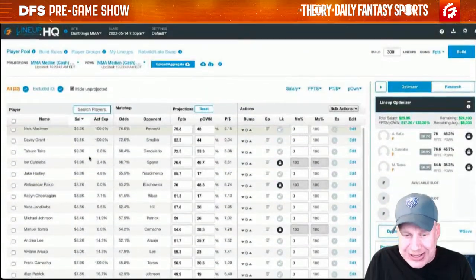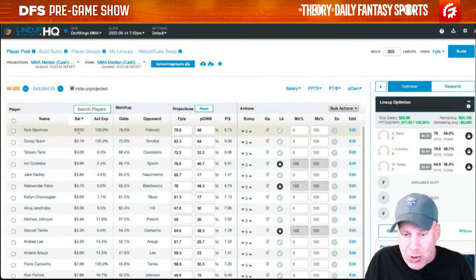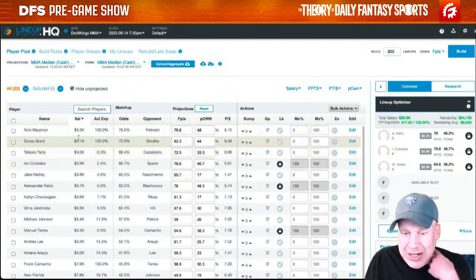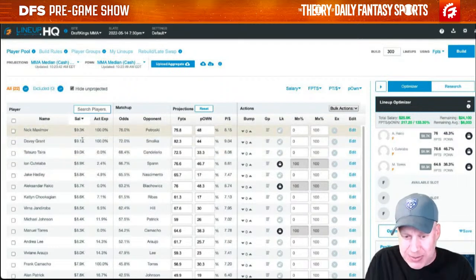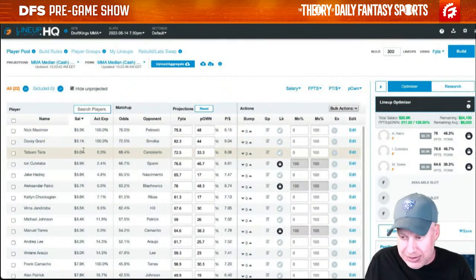So let's say you do this, and let's say you knock out and you don't even play, how many lineups do not contain Maximov, Grant, and Tyra in it? Okay, out of these. Okay, well, let's run it. So I'm going to run these with this combination, which is still a chalky combination, Rakic, Kudalaba, and Torres. You go, how many combinations are there of lineups with these three in it? So I'm going to run.